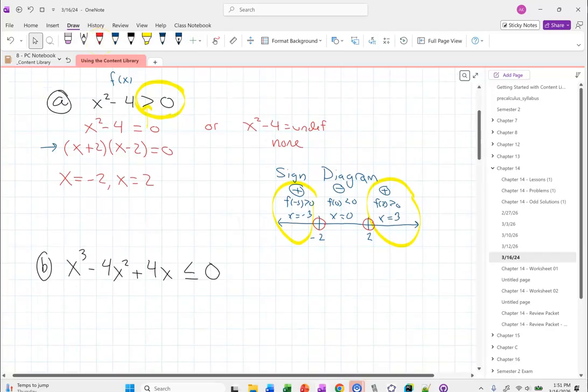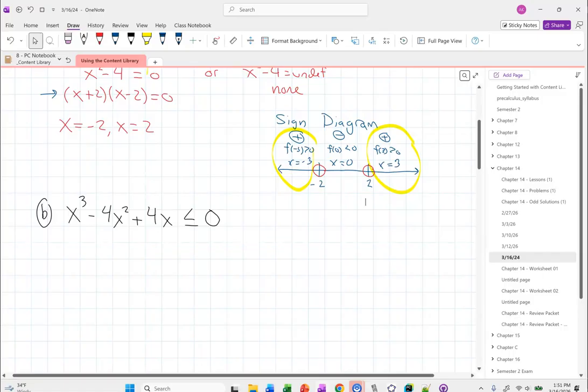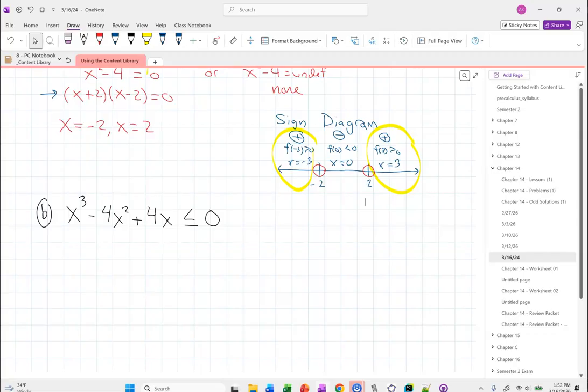Now what I'm going to do is translate this sign diagram into intervals. So this first piece of my sign diagram starts at -infinity, and it ends at -2. Now the infinities always get a parenthesis. Does -2 get a parenthesis or a bracket? Parenthesis. Why? Because it's open, right? Yes.